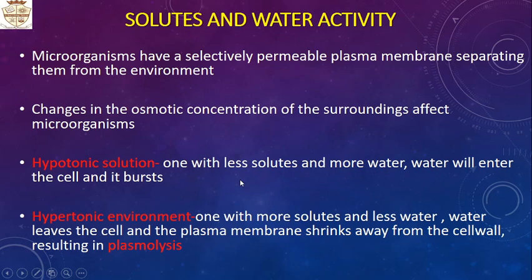In a hypertonic environment which has more solutes, less water, water will leave from the cell where it is present in higher concentration than the environment. Water will leave the cell into the environment. This can cause dehydration of the cell. Plasma membrane will shrink away from the cell wall. Plasmolysis will occur due to dehydration.